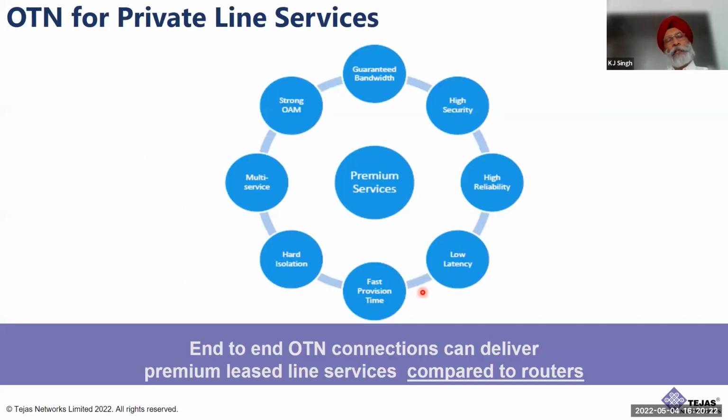We talked about OTN for private line services. What's very important here is the word premium services, because you have dedicated bandwidth. Your packet stream is not going to get interfered with by another vendor's packet stream as it would if you were using a router-only network or only a packet-switched network.